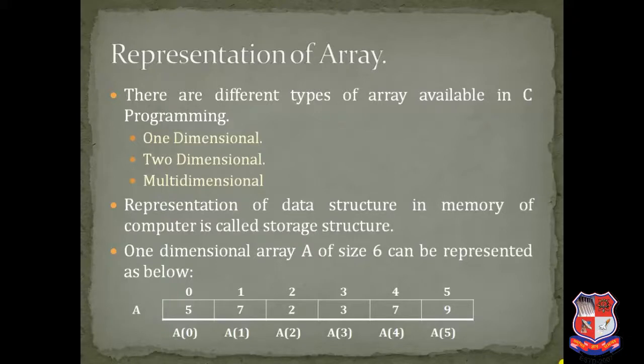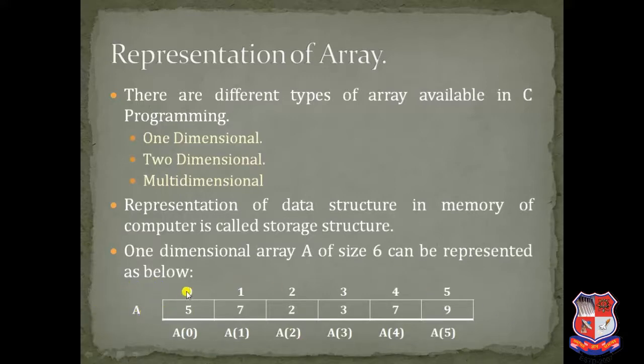Representation of array. There are different types of array available in C programming: one-dimensional, two-dimensional, and multidimensional. Representation of data structure in memory of computer is called storage structure. One-dimensional array A of size 6 can be represented as below. As you can see over here, in computer's memory it can be represented like this.